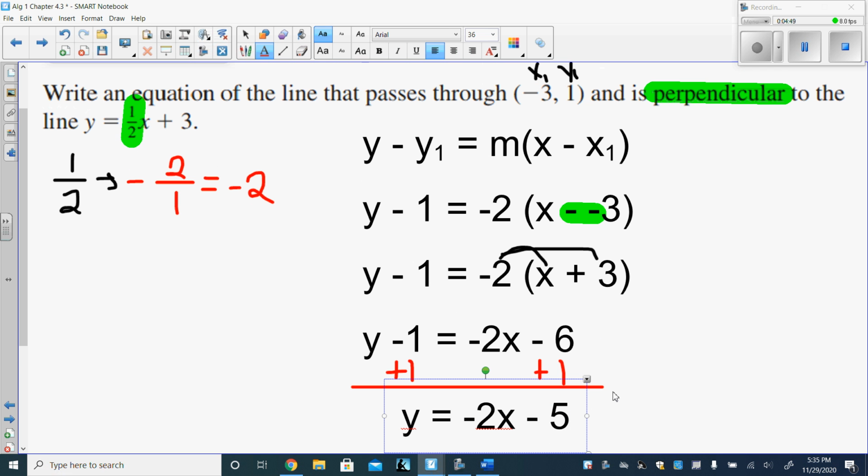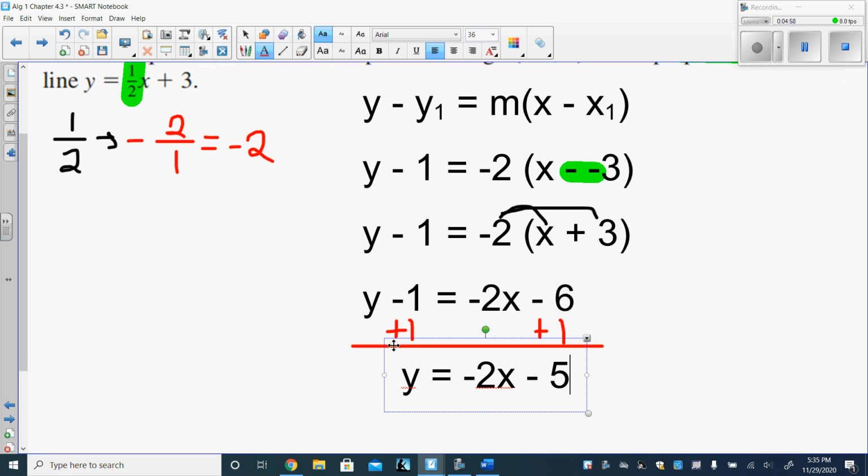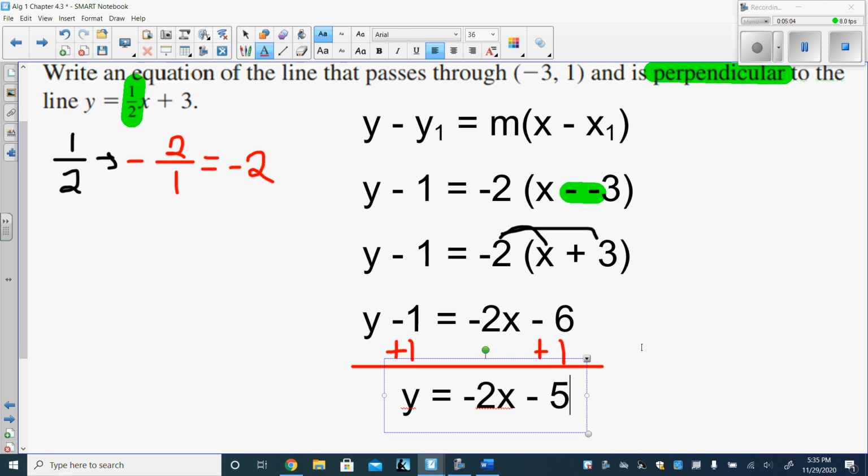So the equation of the line that passes through the point negative 3, 1 and is perpendicular to the line y equals 1/2 x plus 3 is y equals negative 2x minus 5. And that's all we have to do for this here. So we're done with this problem. We found the equation of the line that passes through the point negative 3, 1 and is perpendicular to this line here.